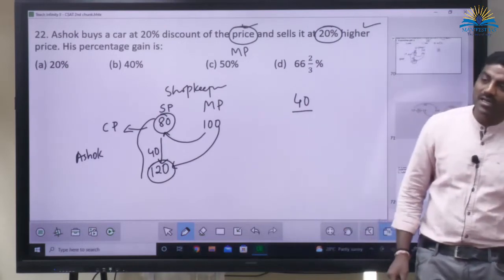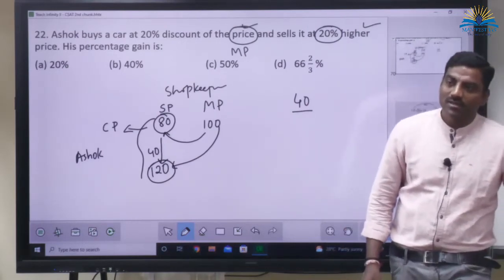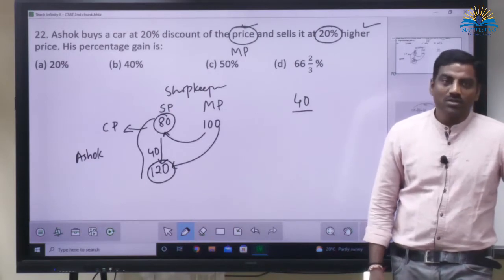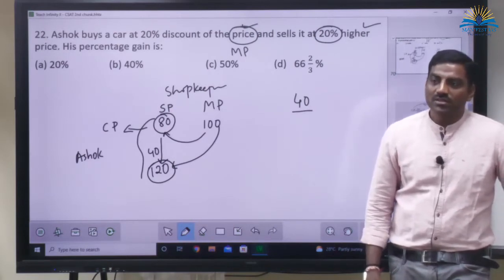Whose profit are we calculating? Ashok's, no? Ashok has invested how much? 80, no?